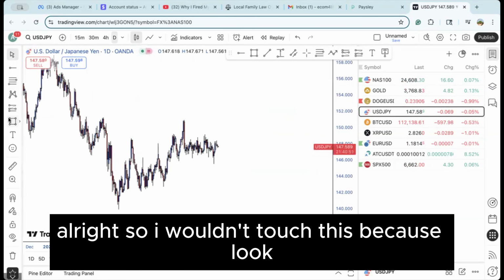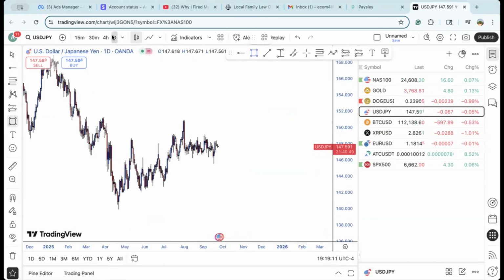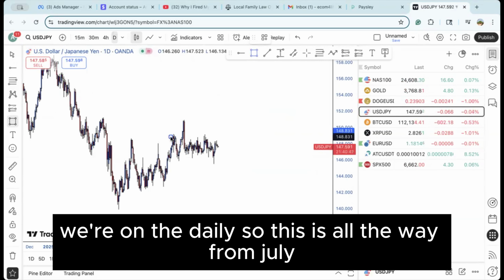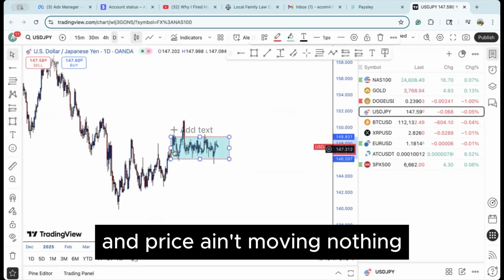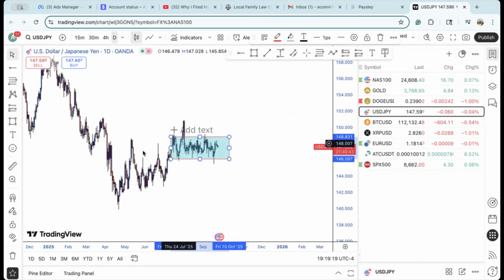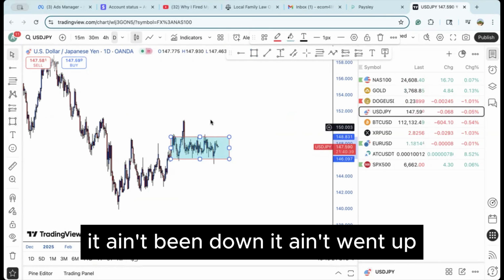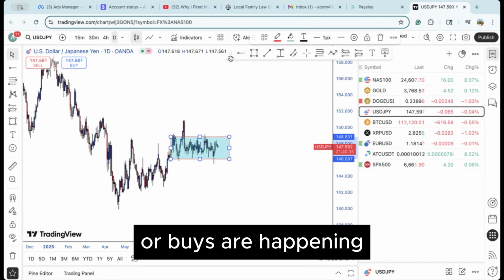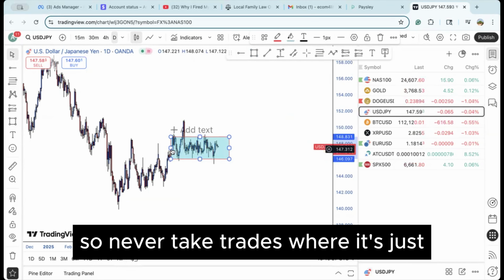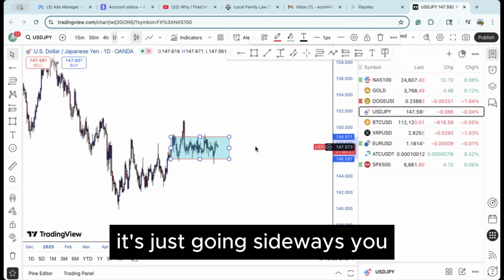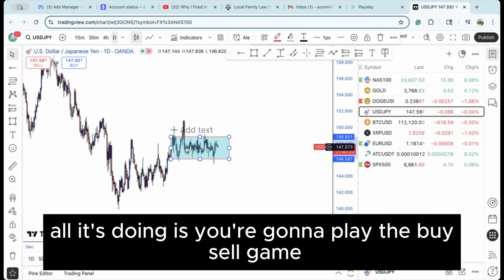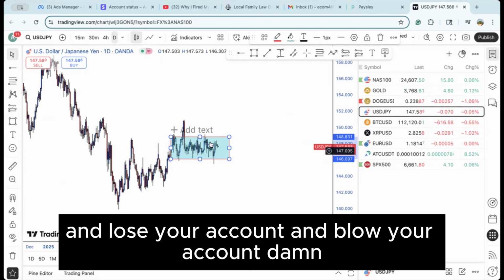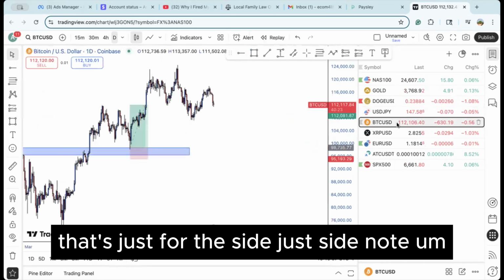All right, so I wouldn't touch this because look, we're on the daily. So this is all the way from July, and price ain't moving nothing. It ain't been down. It ain't went up. We only make money if sales are happening or buys are happening. So never take trades where it's just going sideways. All it's doing is you're gonna play the buy sell game and blow your account. Just a side note.